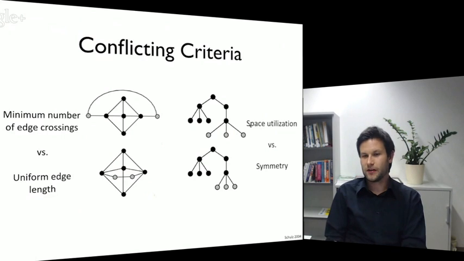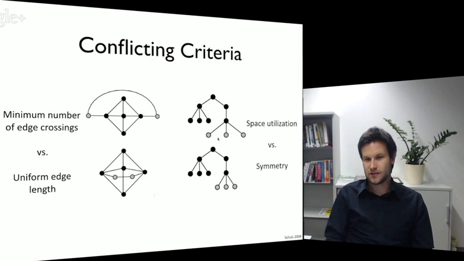And the same applies to space versus symmetry. Here this is going for symmetry, and this is trying to utilize most of the space to get a nice looking visualization. So this is an optimization problem. There is no perfect layout. If you have a complex graph, then you can always just try to find a good solution or try to create an algorithm that finds a good solution, but it's not possible to just create the perfect layout in most of the cases.